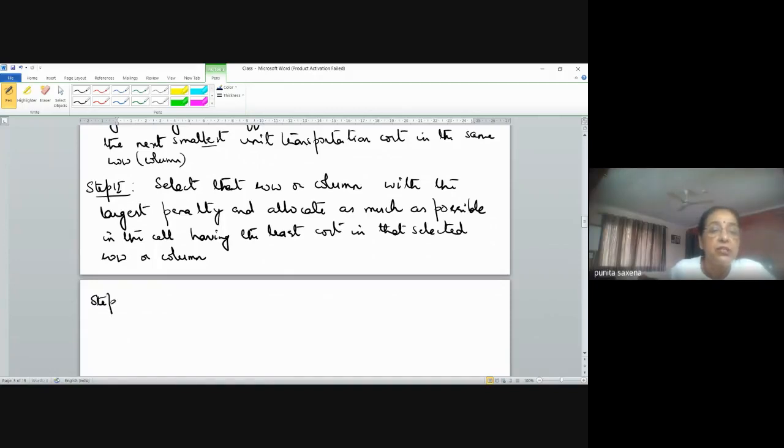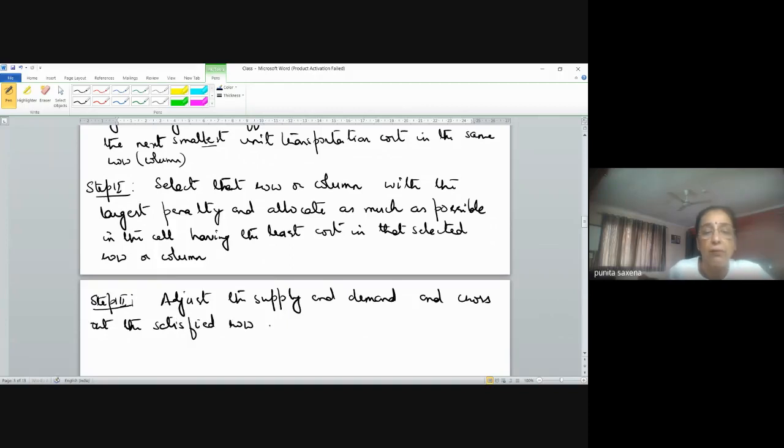Now we adjust, as we have been doing so far. Step number 3, we adjust the supply and demand. Okay, who got fulfilled, how much is left with whom, we make those adjustments, we apply the supply and demand and cross out the satisfied row or column. Whatever is satisfied, whether supply is exhausted or demand is fulfilled, we cross out that row or column.